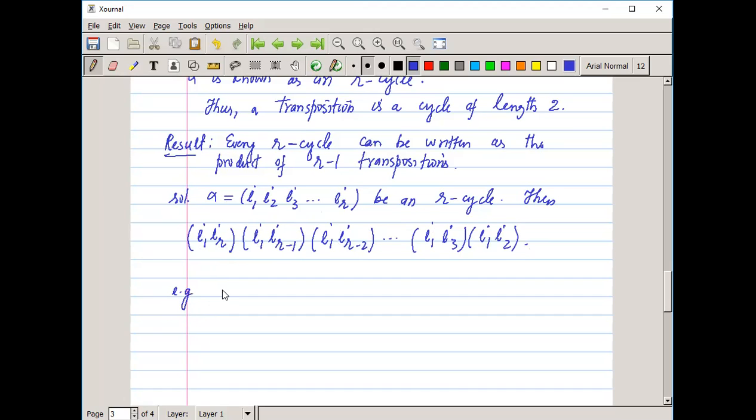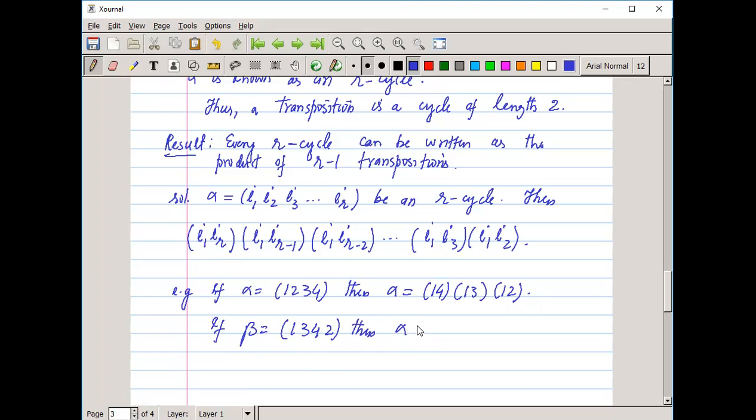So this is the notation for this R cycle alpha as a product of R minus 1 transpositions. For example, if alpha is equal to (1 2 3 4), then we can write alpha is equal to (1 4)(1 3)(1 2). Similarly, if beta is a cycle (1 3 4 2), then beta can be written as a product of three transpositions, that is, (1 2)(1 4)(1 3). So with these examples, we conclude this lecture here.